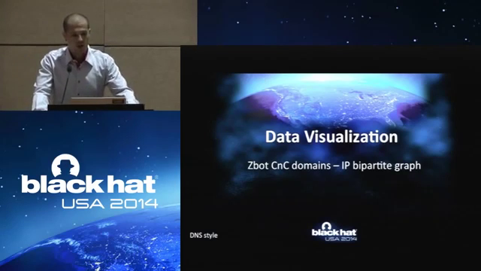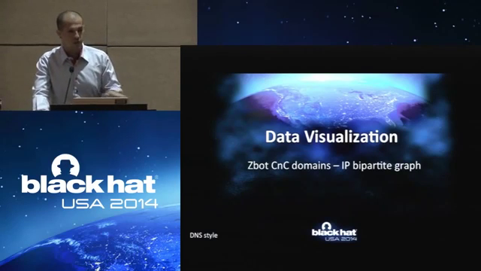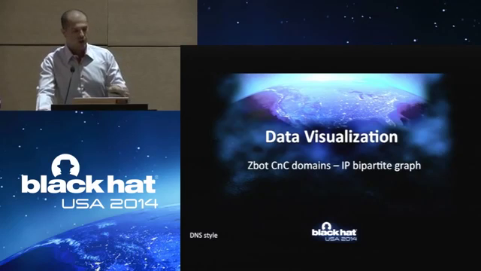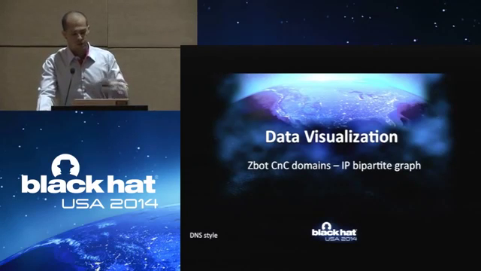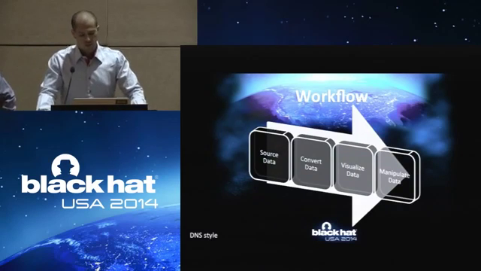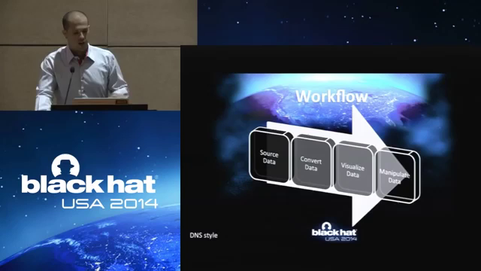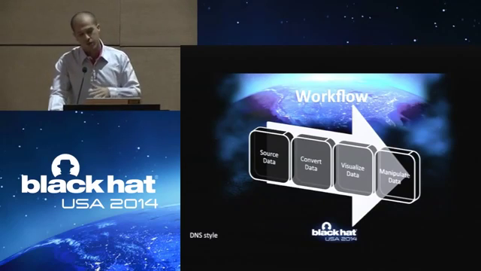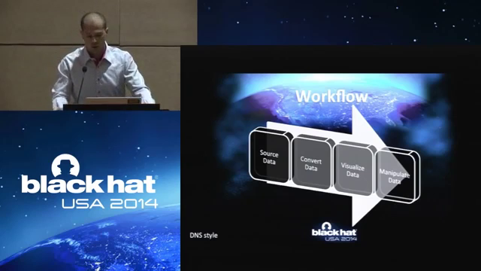So as Dia explained, there are two different techniques to extract graph data, so we can extract ZBot CNC domains with their IPs. And now I would like to propose a way to visualize it. Let's take a look at the workflow first. We're going to take the source data, which are the logs, and convert it with our own Python library. Then we're going to visualize it, and finally, we can manipulate it a little bit.